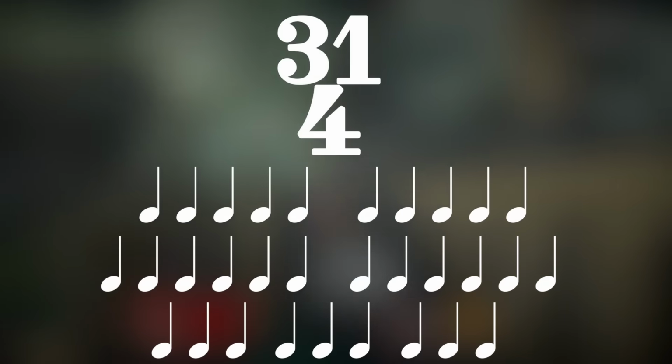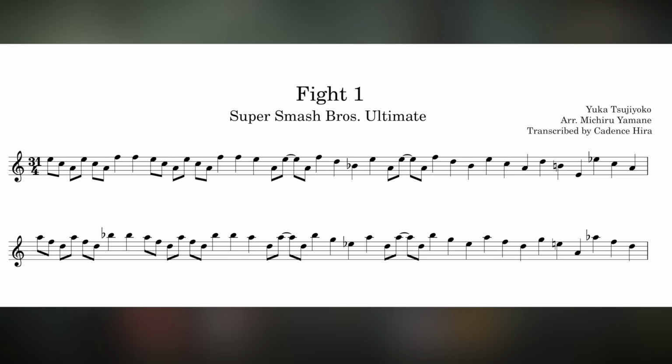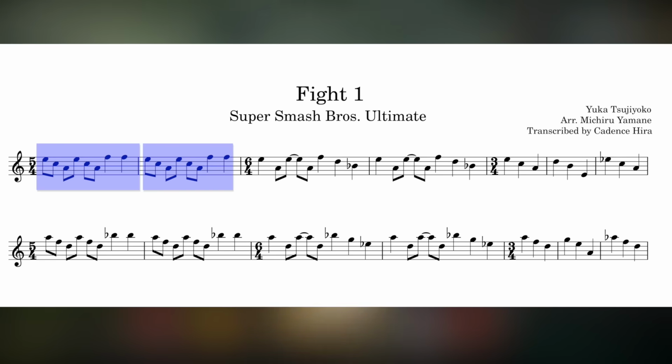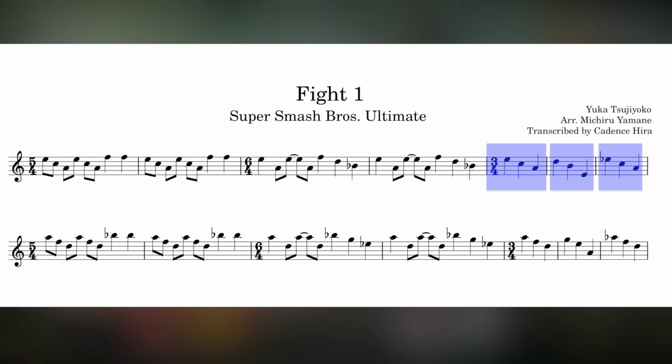In the previous video, we looked at a Splatoon example also in 31, but this is kind of the opposite in how it's approached. Whereas Fishing Frenzy felt subtractive in that it sounded like 32 minus 1, this Fire Emblem tune definitely feels very additive. It really is kind of a straightforward and pretty unambiguous combination of those smaller time signatures. The melody repeats verbatim within the 5/4, and then has a slight variation in the 6/4 part that also repeats, and then just 3 groups of descending quarter notes for that last bit in 3.